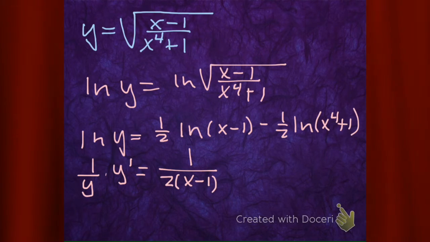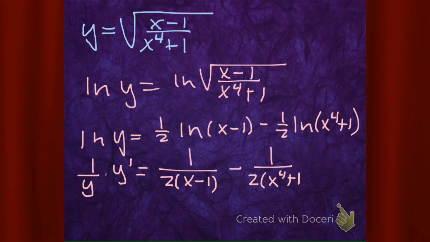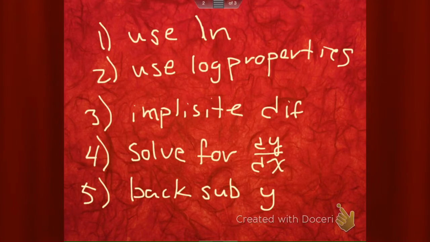But the derivative of x minus 1 is 1. So then this is 1 over 2 times (x minus 1), minus 1 over 2 times (x to the fourth plus 1), and then we need to multiply by the derivative of that, which is 4x to the third. And just about then you're done. Oh, step 4. Solve for dy/dx. And then we'll back sub into y.